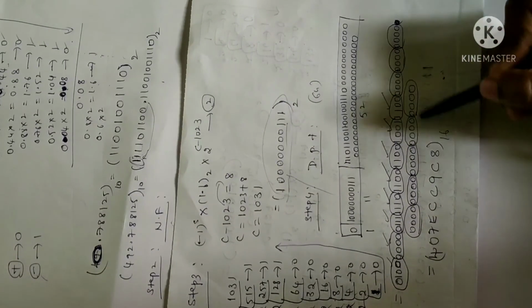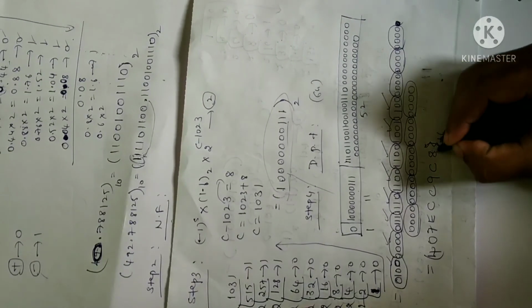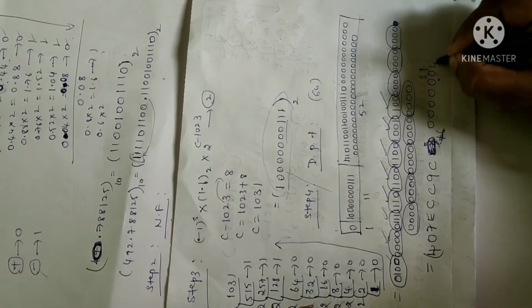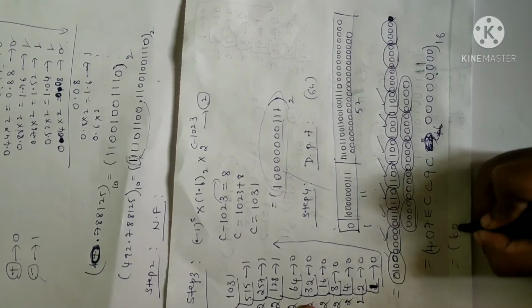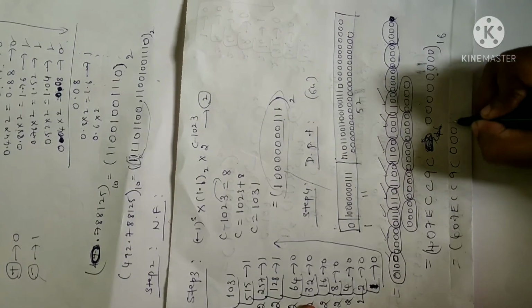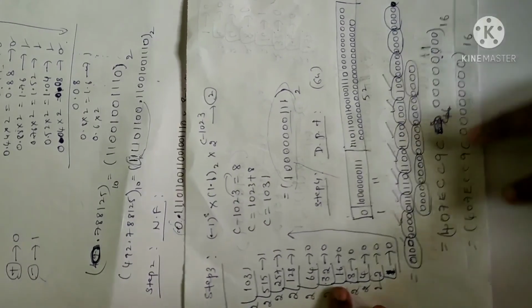But I have made a mistake here. See here, 8 sets of zeros I have, so I have to write 8 zeros. Again it is wrong, so I have to write 8 zeros here: 1, 2, 3, 4, 5, 6, 7, 8. It is hexadecimal. I'll rewrite this: 407E CC9C followed by 8 zeros. 1, 2, 3, 4, 5, 6, 7, 8 zeros. It is in hexadecimal. Fine.